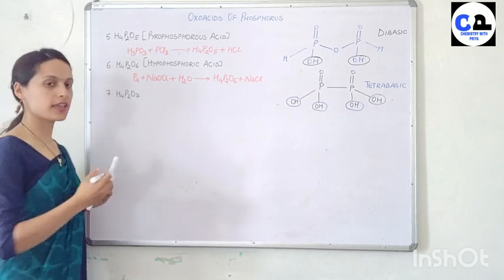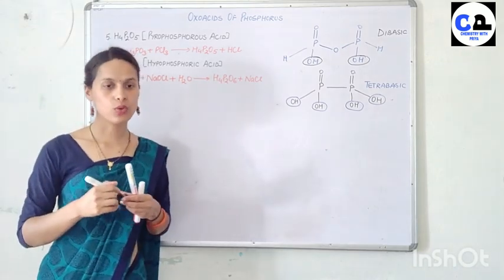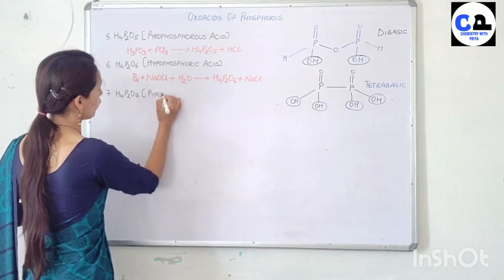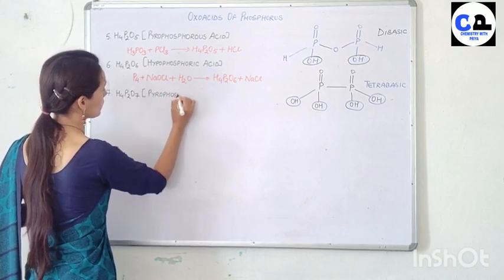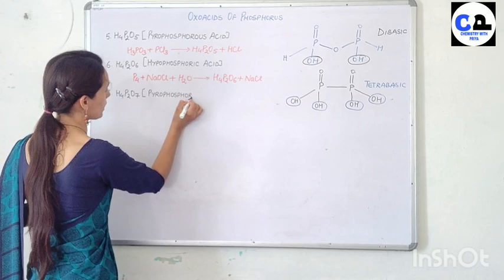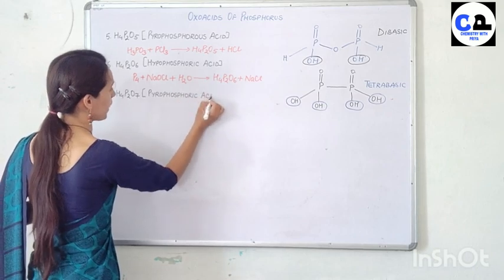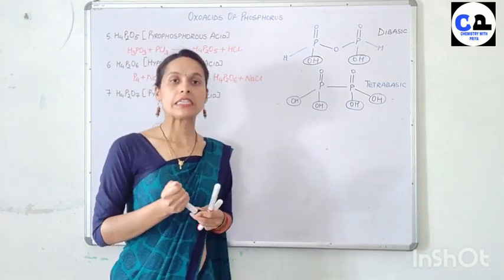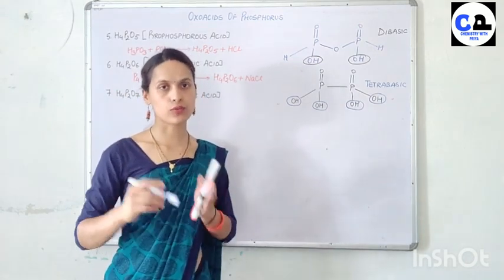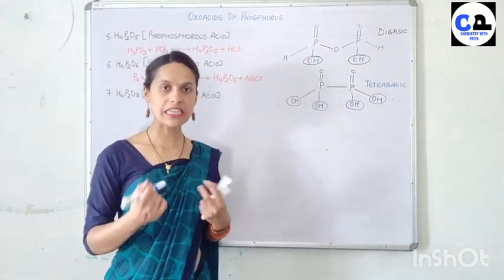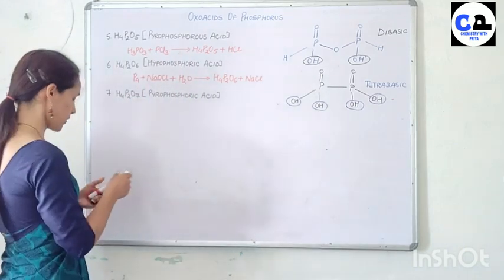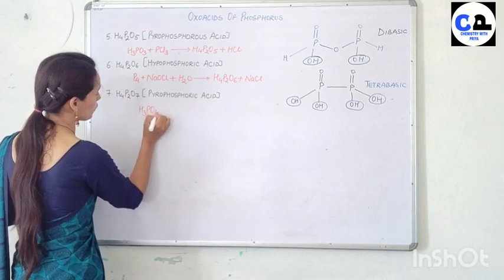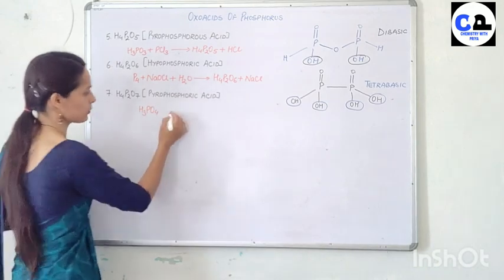H4P2O7. Next one is H4P2O7, and this is known as pyrophosphoric acid. This is known as pyrophosphoric acid, and it is prepared by the dehydration of phosphoric acid. Our phosphoric acid is H3PO4.